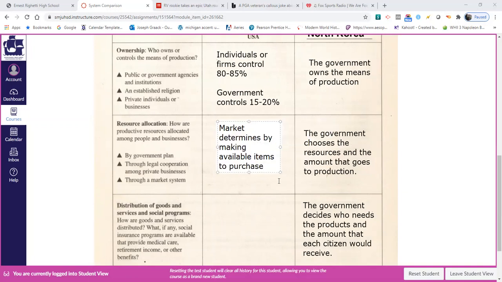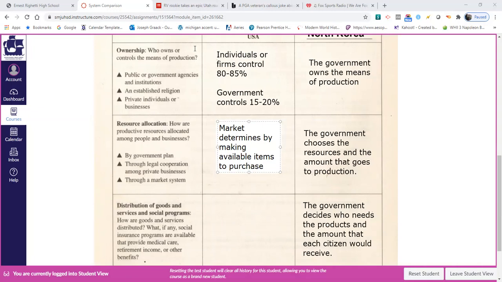If you wanted to do a remodel on your house, you could go to Home Depot, you could go to Lowe's, and you could pick and choose what you want to buy. The market determines by making these items available. And if there's no market for them, generally stores stop carrying that stuff.